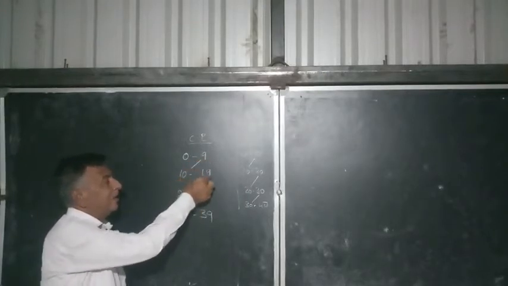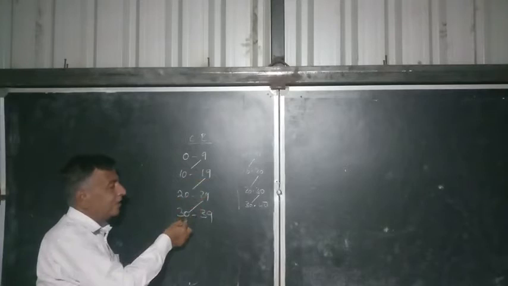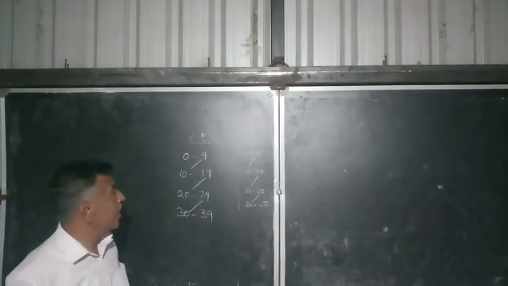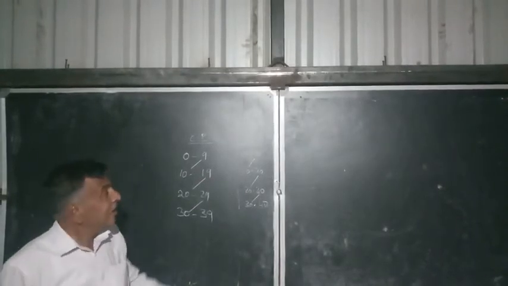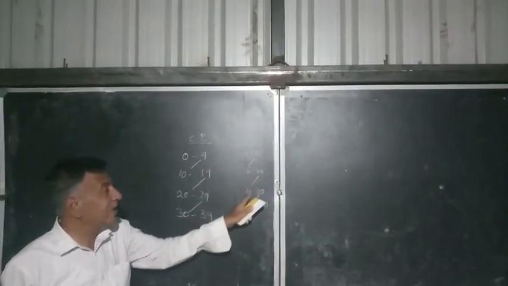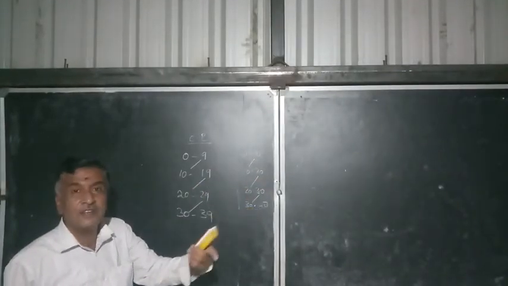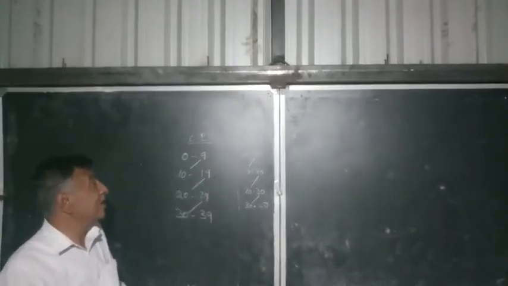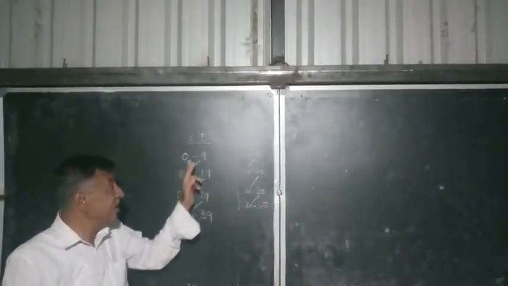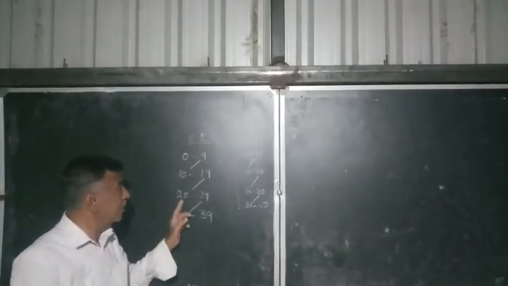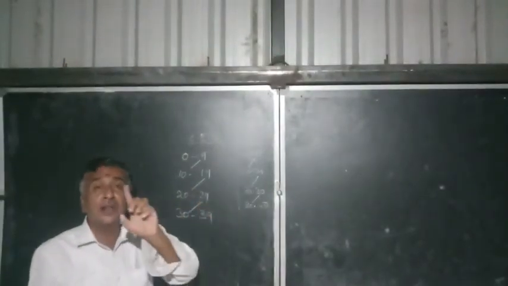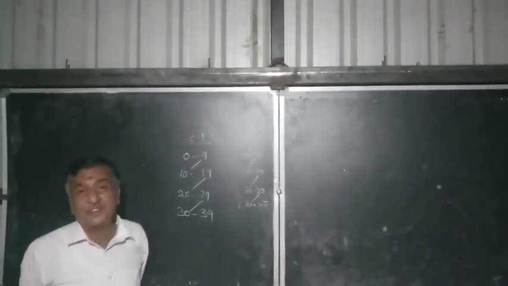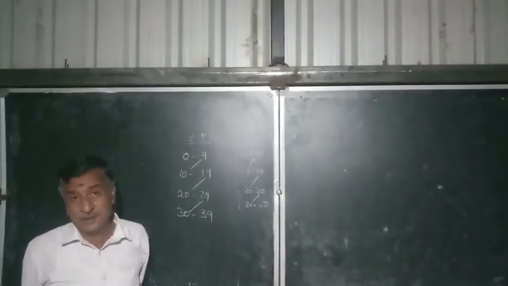9, 10, 19, 20, 29, 30. ಇಲ್ಲಿ 10 minus 10, 0. 20 minus 20, 0. 30 minus 30, 0. No difference. ಆದರೆ ಇನ್ಕ್ಲೂಸಿವ್ ಸೀರೀಸ್ ಅಲ್ಲಿ 10 minus 9, 1. 20 minus 19, 1. 30 minus 29, 1. This is the difference. Difference here is 1.